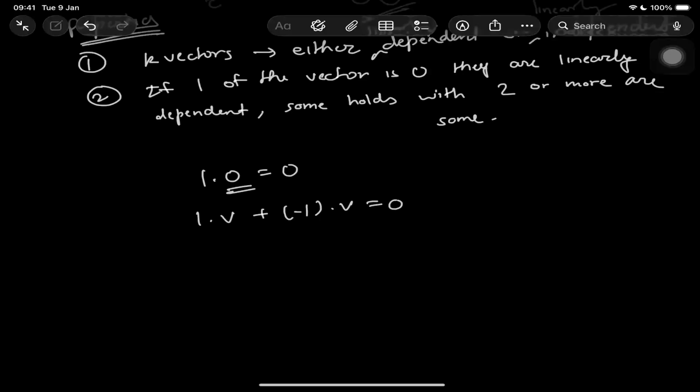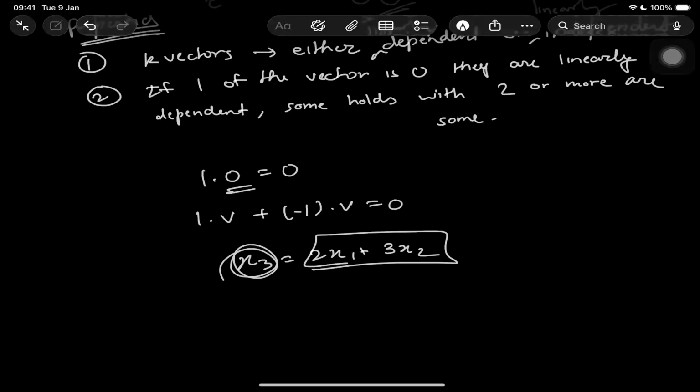So next, linear dependence occurs when one of the vectors is a linear combination of the others, right? As I told you, suppose x3 equals 2x1 plus 3x2. So this vector is a linear combination of two vectors, so they are linearly dependent.